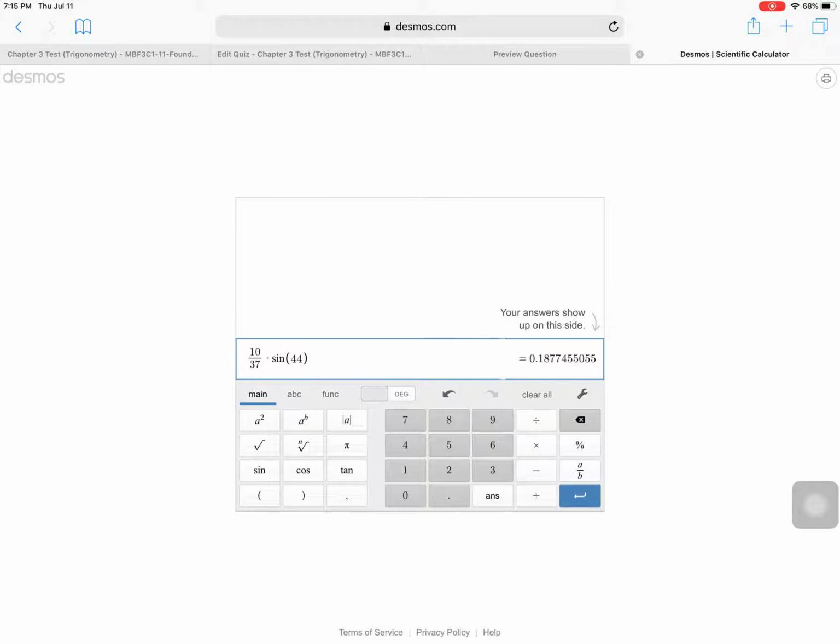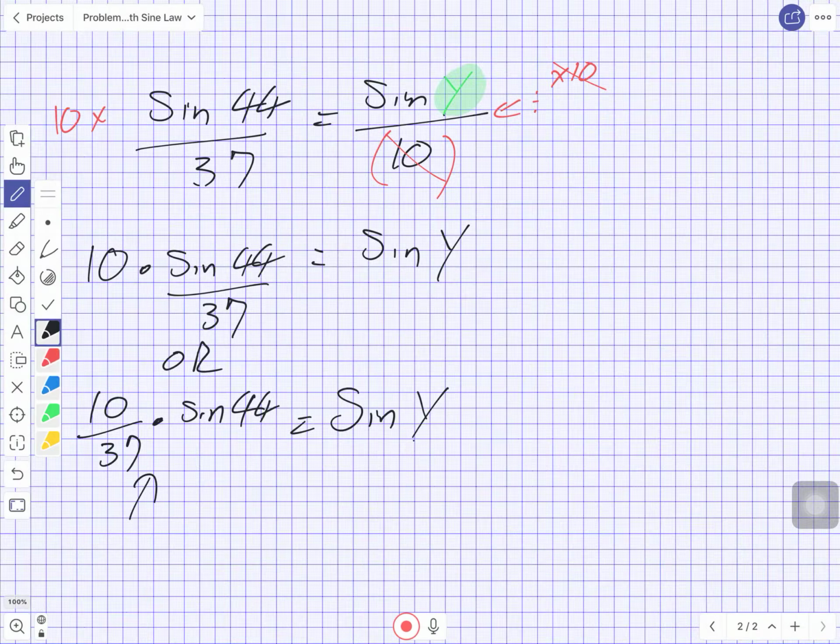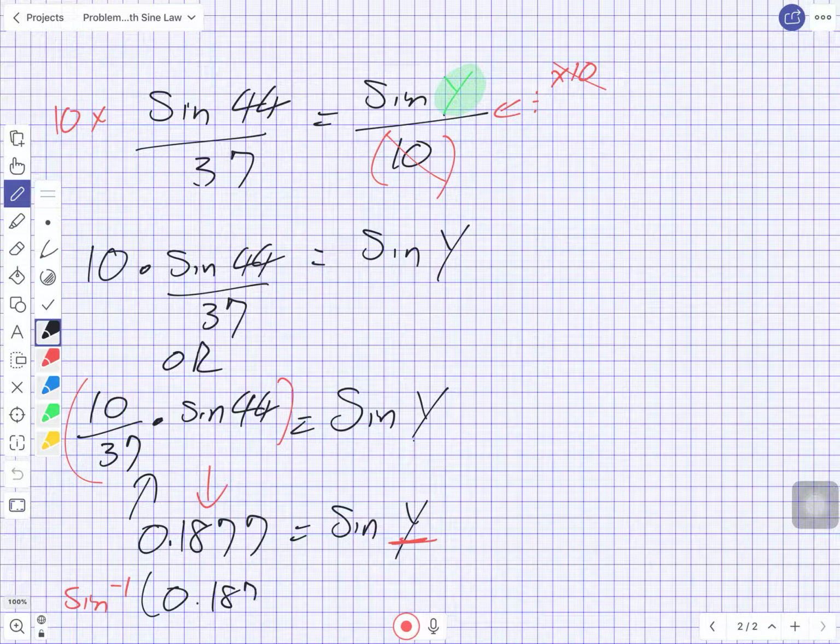This is great. What I'm going to do from there is show the next step. That's 0.1877. So this whole side becomes 0.1877, which is equal to sine of y. Essentially, all of that became this answer down here after we calculated it out. Now, to isolate the y, we find the inverse of sine, so we get sine to the power of negative 1, and this ratio value in those brackets is equal to the angle of y.